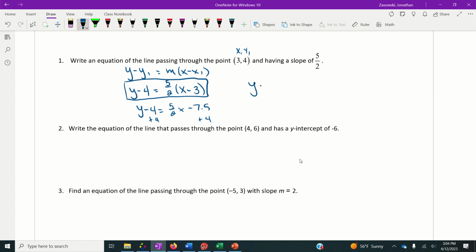And then we're going to get y equals 5 over 2x, and then it's going to be minus 3.5. Okay, so either one of these answers is acceptable, but it depends on if it's multiple choice. It could ask you for either form. Okay, same thing with the next one.